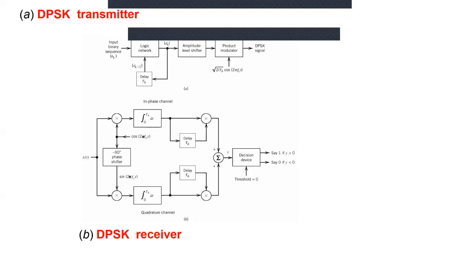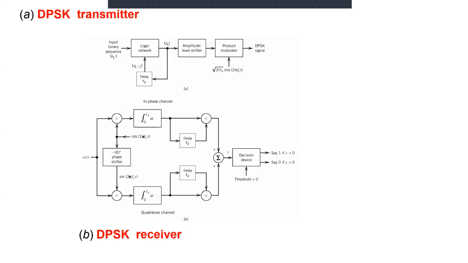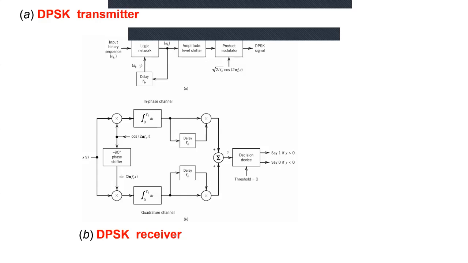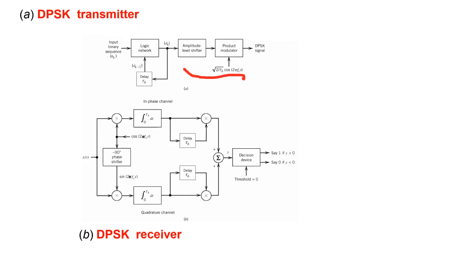The input binary sequence BK is given to the logic network. One input to the logic network is the input binary sequence; the other input is the output of the logic network delayed by 1-bit duration. The output of the logic network I denote as DK, so the 1-bit delay is DK minus 1. The output DK is BK XNOR with DK minus 1. Then BPSK modulation is done. This part is BPSK modulation, and this part is the differential encoding.